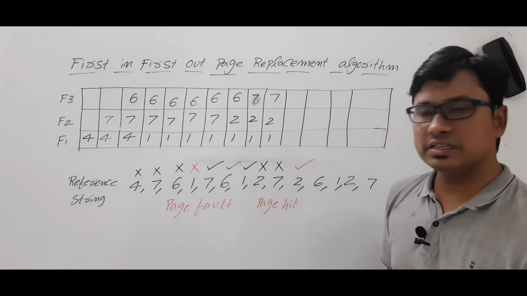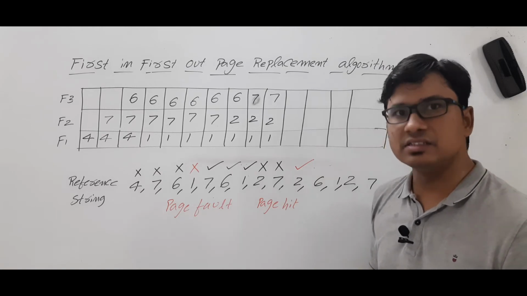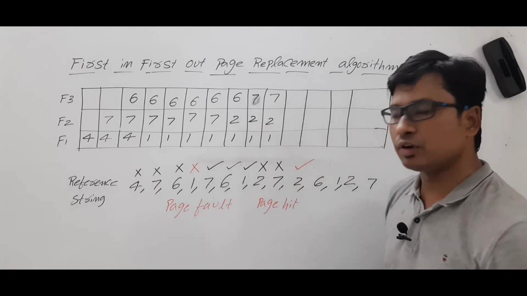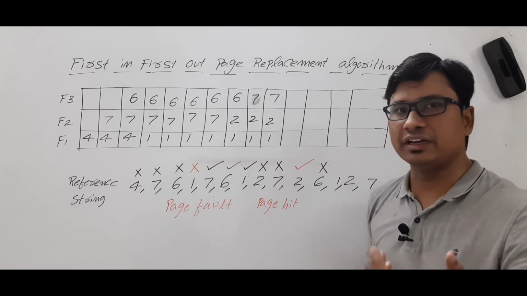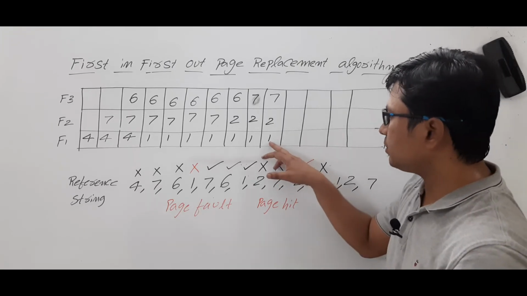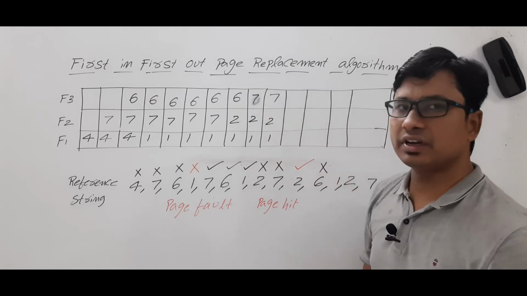Now 6. The CPU is trying to access 6. Is page number 6 available? Not there. So it is a miss. If it is a miss, we have to find a victim page. Currently page number 1, page number 2, page number 7 are there.